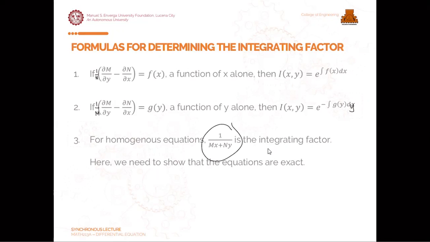So, in performing that, kailangan, sabi dito, pagka-multiply mo, pakita mo na exact yung equation mo. So, babalik ka dun sa previous lecture natin na test for exactness. So, once we have verified na exact na siya, we will now be able to identify what is the particular solution for the given differential equation. Okay? So, let us apply these formulas in solving for the integrating factor and the solution of the given differential equation. Let's start with example number 1.